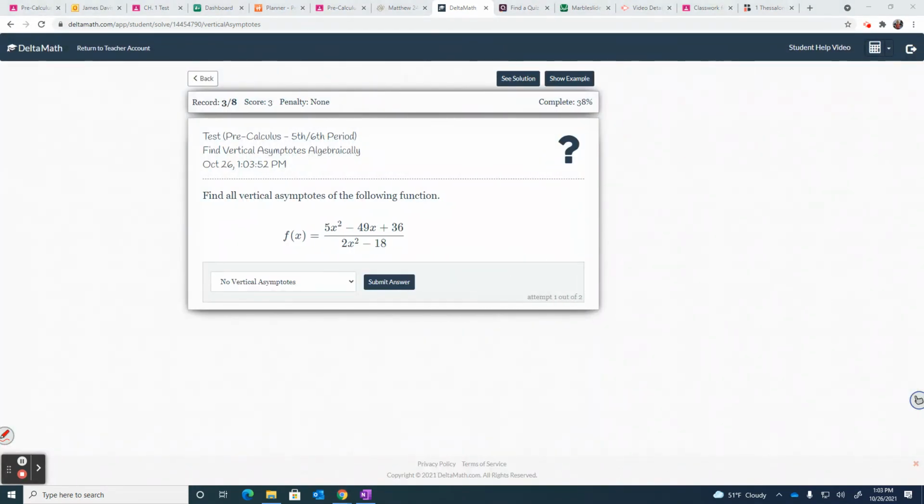Alright, so here's a little bit different one. This one you could solve the same way. Still going to set the denominator equal to 0. 2x squared minus 18 equals 0. And solve it, so you're going to add your 18 over. Divide by 2. X squared is 9. Get the square root. X is plus and minus 3. Okay, then you have to check both of these in here and make sure you don't get 0.